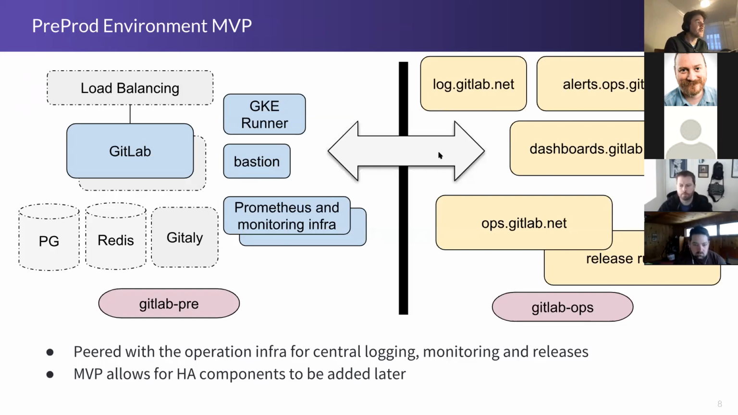What this doesn't include are some of the things that we may or may not add later, and we probably will, but those are in the gray boxes, like load balancing, having a dedicated HA Patroni database and Redis clusters and separate Gitaly servers. And I guess the thing to keep in mind here is that we've built out the basic environment here, and we can add to this later as we need it. Of course, it needs to be peered with the operation infrastructure, which is on the right-hand side.